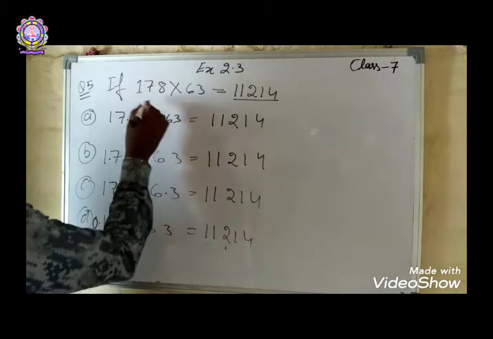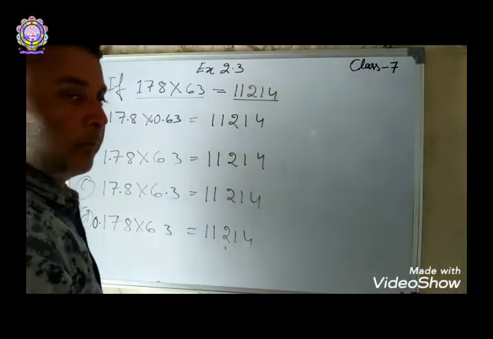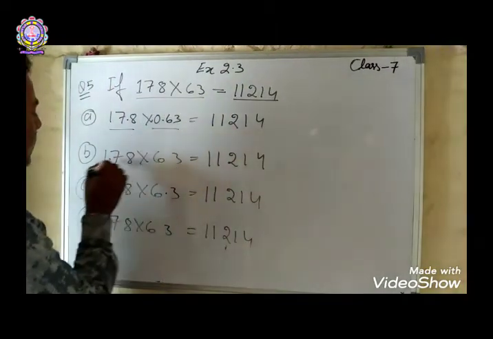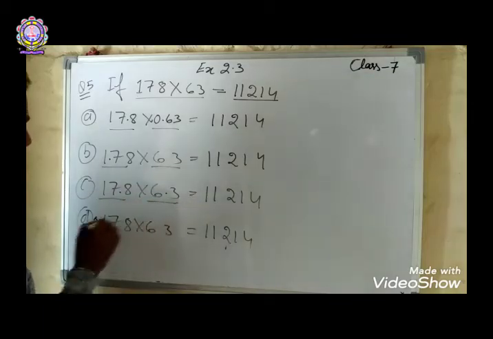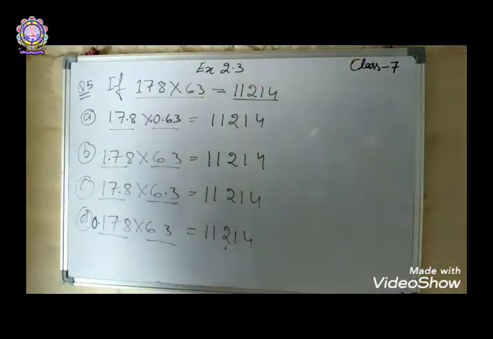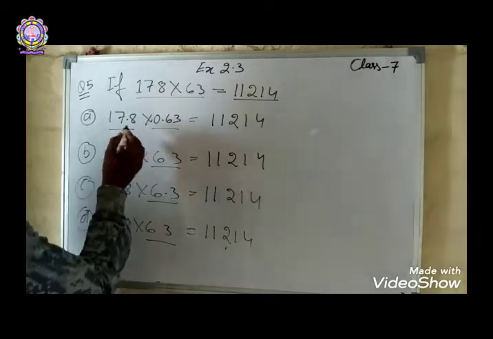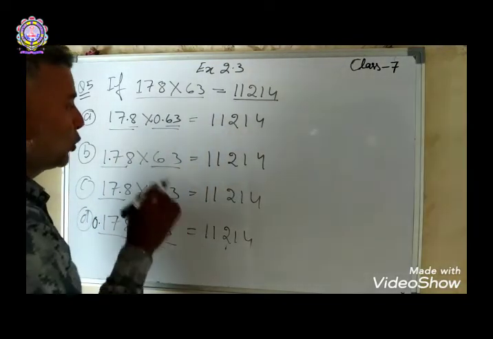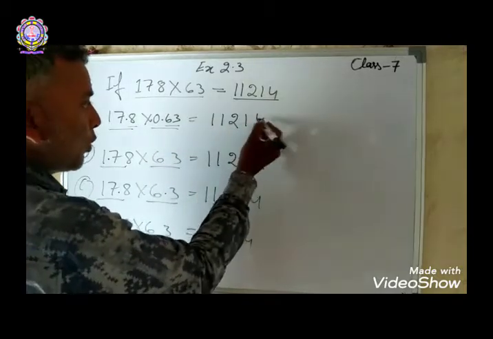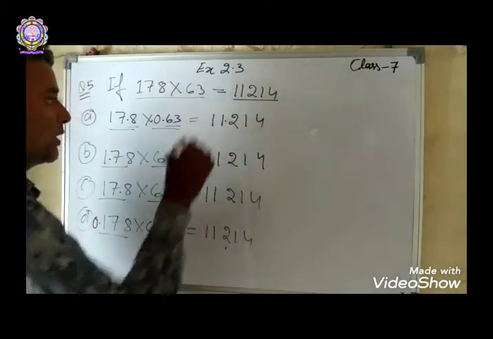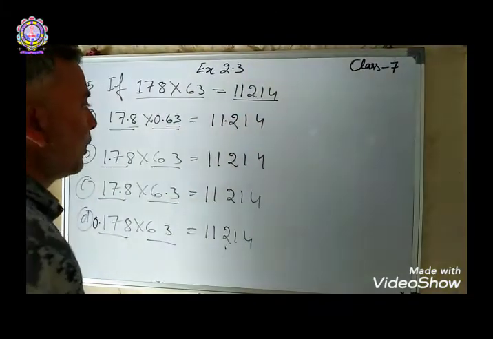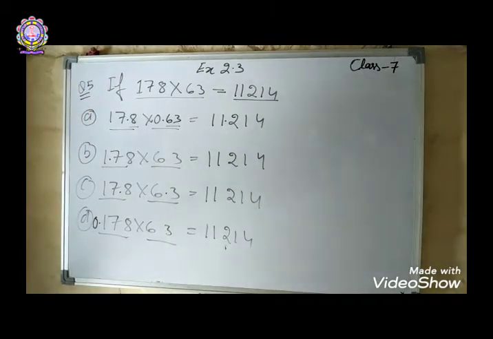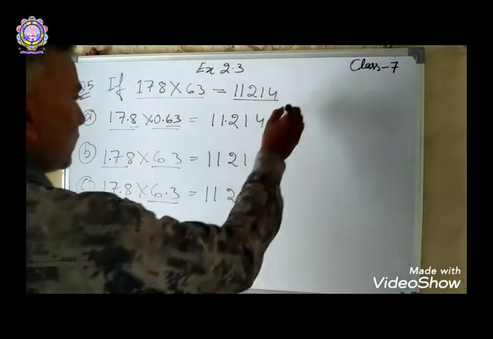Now check, because the product of the whole numbers is the same. All whole numbers are the same here. Only the decimal is different. Here after the decimal, 1 digit, 2 digits, total 3 digits. So we write the decimal here, 3 places in all.